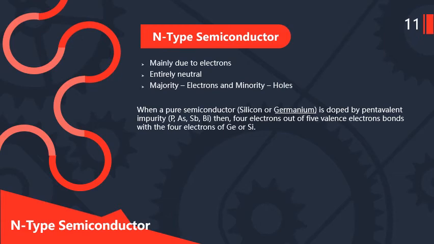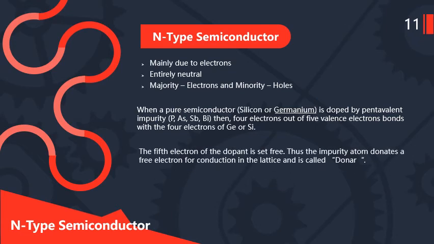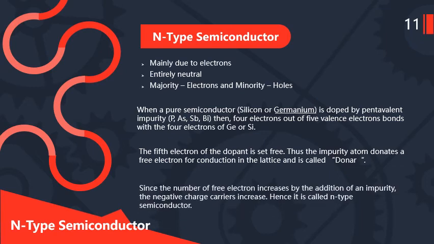So when a pure semiconductor material is doped by the pentavalent impurities, then 4 electrons out of the 5 valence electrons bond with the 4 electrons of the germanium or silicon. The 5th electron of the dopant is set free. Thus, the impurity atom donates a free electron for conduction in the lattice, and it is called a donor. Since the number of free electrons increases by adding impurities, the negative charge carriers increase. Because the electron has negative charge, if we add the impurities, free electrons are created. Hence, it is called the N-type semiconductor material.